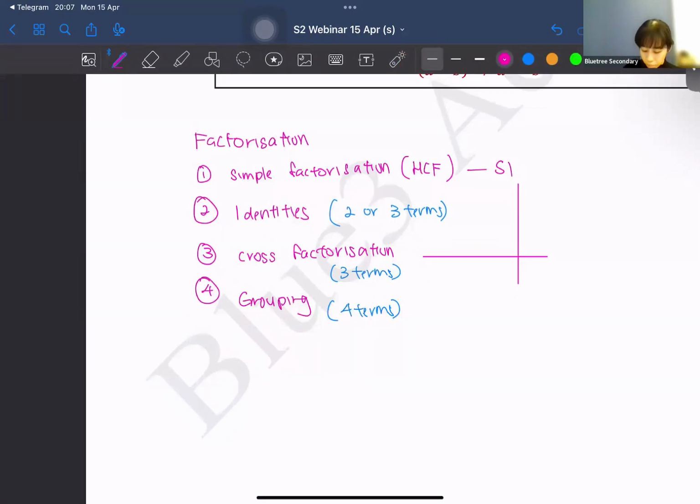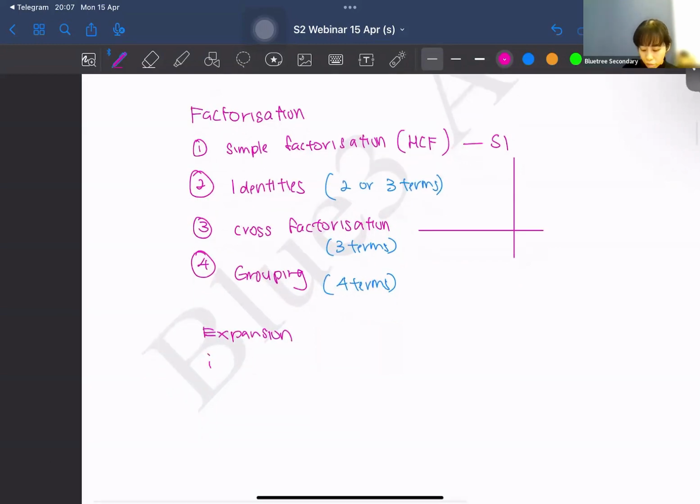For expansion, there are just 2 methods. The first being your rainbow method.